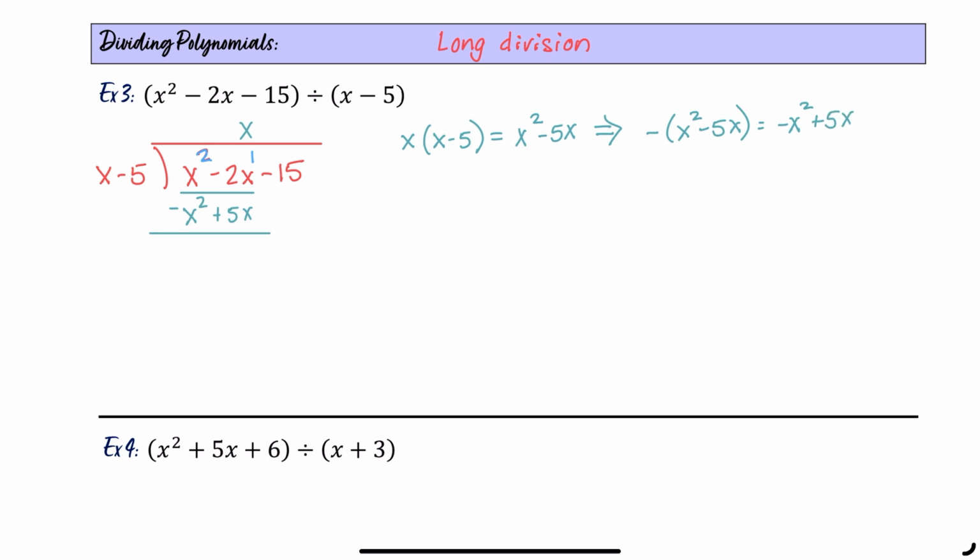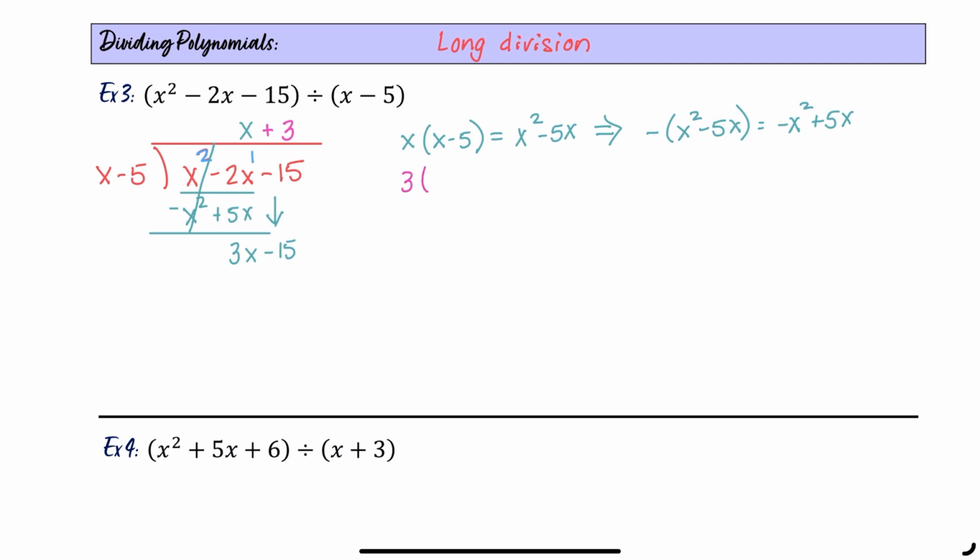Now I will combine my like terms where my first terms should cancel if I did everything right, and negative 2x plus 5x gives me 3x. Now I'm ready to bring down, and I will start over. So I'm going to take that 3x this time and divide it by x. And 3x divided by x is simply 3. It's a positive 3, so I'm going to put a plus 3.